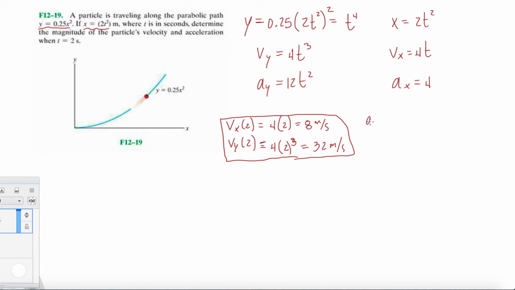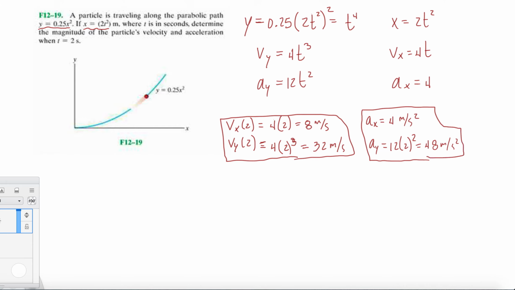And I'll do the same thing in the x and the y for the acceleration. So ax is constant, 4 meters per second squared, right? So that one's pretty easy. We don't have to calculate anything. And then ay at 2 seconds, that'll be 12 times 2 squared, right? Which is 48 meters per second squared.